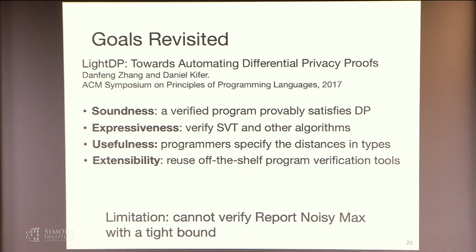The limitation is that we are not able to verify the report noisy max algorithm with a tight bound. So you might ask why this is important. There are two reasons. One is that report noisy max is a pretty useful building block of, like, the exponential mechanism in differential privacy. The second reason is that there's another proof technique based on programming languages, the coupling-based proof, which we will hear about in the next talk, I believe. And that technique can verify this report noisy max.